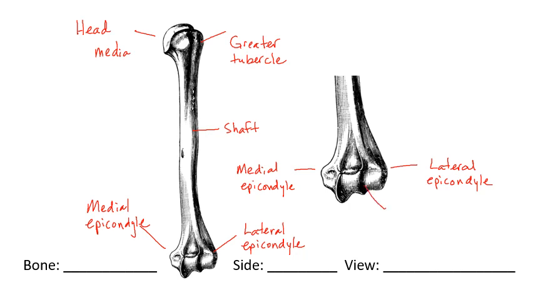Then we have the capitulum, because the capitulum is lateral, and then the trochlea, which is medial. Okay, so capitulum lateral, trochlea medial. Looking at this, we're going to fill this in. Say the bone is the humerus. The side, this is a left. And our view would be ventral. Okay, let's move on to the next bone.